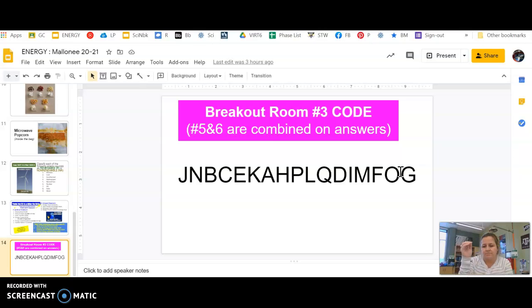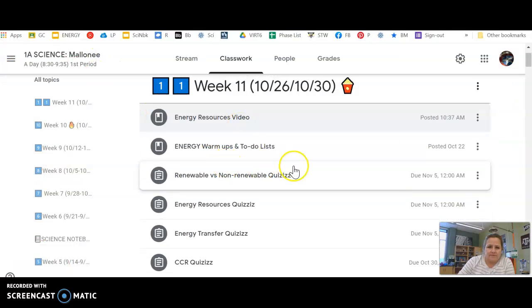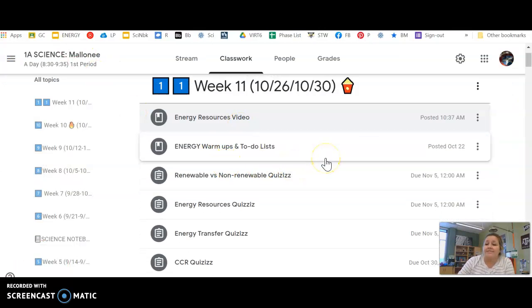It's just when she formatted it, it ended up with like 17 instead of 18 because 2 of them got smushed together. I can't fix it or I would. So there is your breakout room 3, as far as the next time I see you, you'll have your energy test.